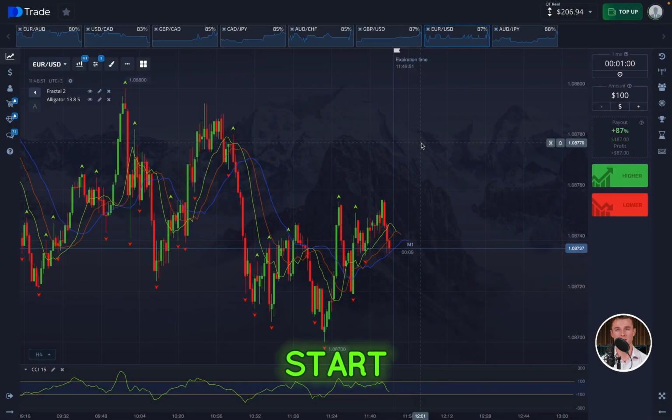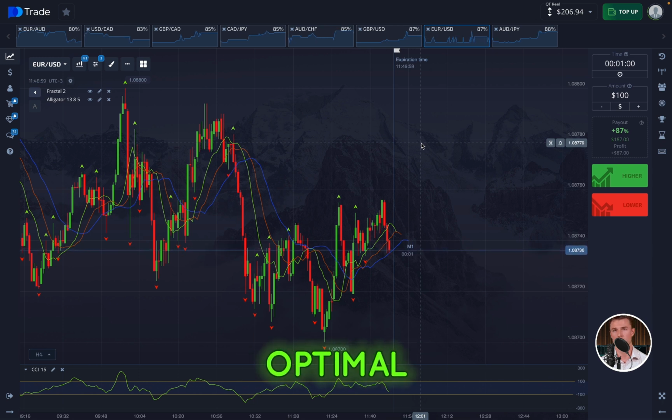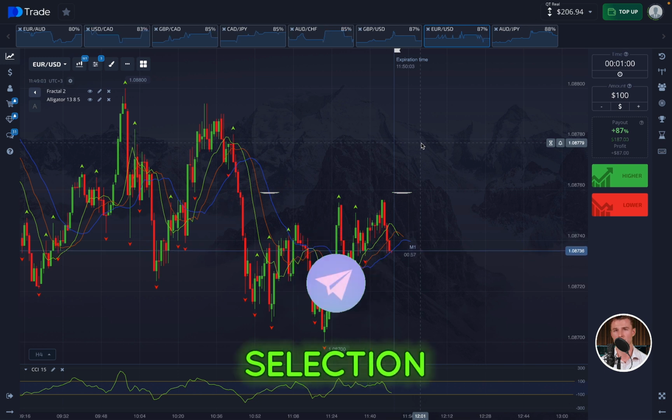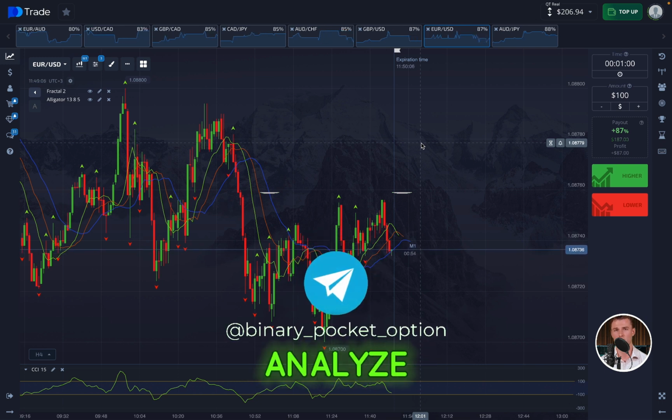So let's start our trading today. I have already analyzed and selected all the currency pairs with the most optimal movement pattern and payout percentages. You can see this selection in front of your eyes. Let's analyze the following indicators for today.